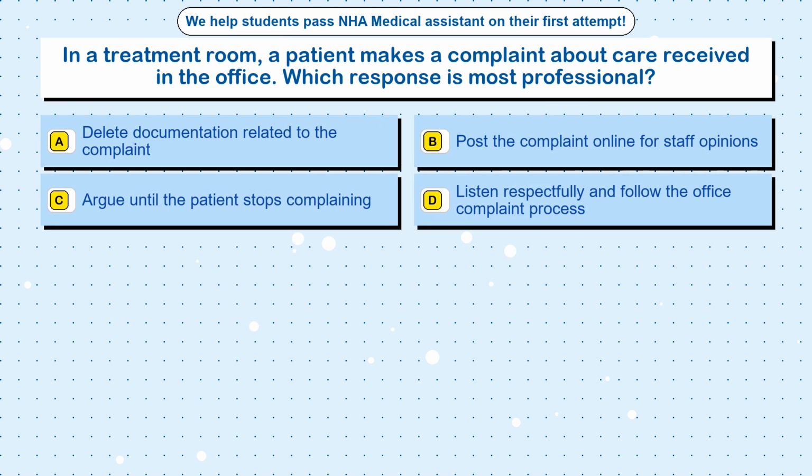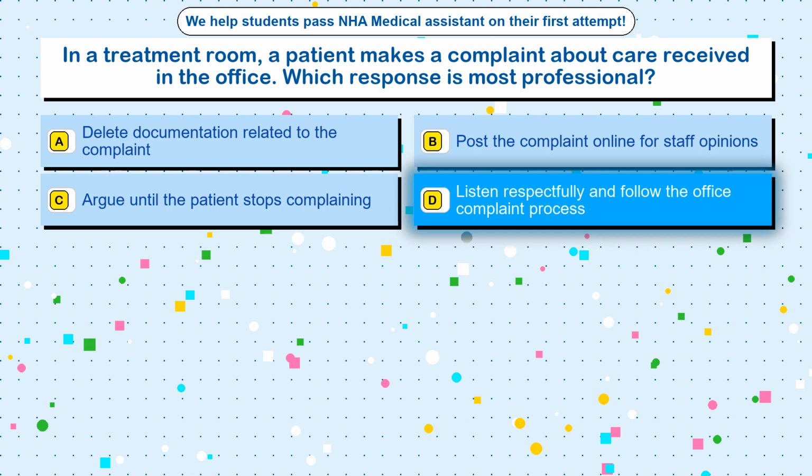Question 32. In a treatment room, a patient makes a complaint about care received in the office. Which response is most professional? Option A, delete documentation related to the complaint. Option B, post the complaint online for staff opinions. Option C, argue until the patient stops complaining. Option D, listen respectfully and follow the office complaint process.